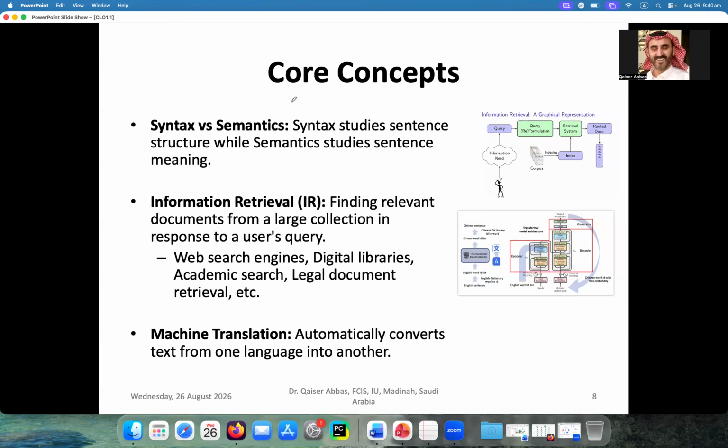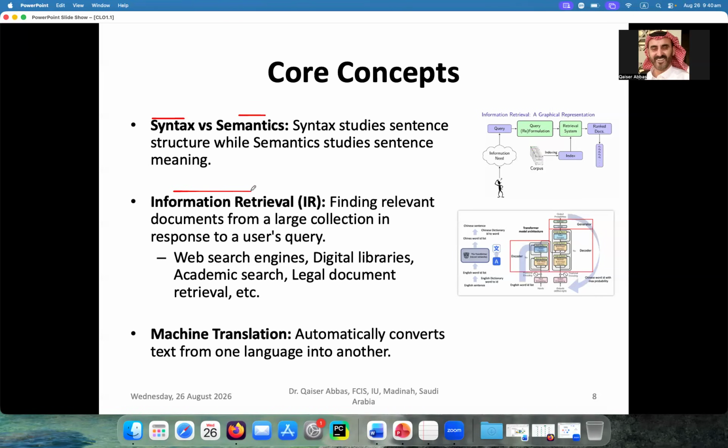And then semantics. Whenever the word semantics comes, it is always about the meaning of the sentence, meaning of the word, meaning of anything. So as far as the definition for these things is concerned, it's easy.